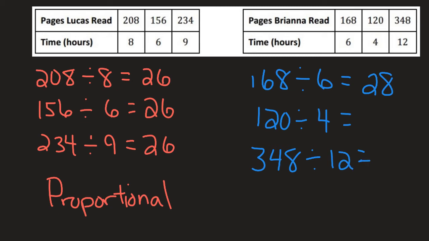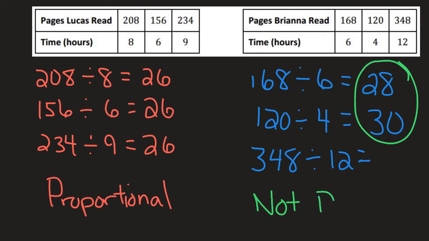Now, I can tell you, I know in my head 120 divided by 4 equals 30. You'll notice that these two right here are not the same. So this is not proportional. So one is proportional, one is not. It's Lucas that is proportional, so that is the one you should select.